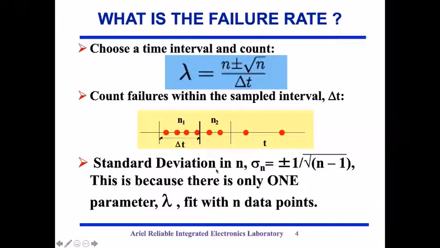The standard deviation in n, sigma, is going to be plus or minus 1 over the square root of n minus 1, where n is the number of failures you found, which is the number of degrees of freedom you have in fitting this lambda function. Since there is only one parameter lambda fit with n points, n minus 1 gives you the number of degrees of freedom, and 1 over the number of degrees of freedom is your uncertainty in n.